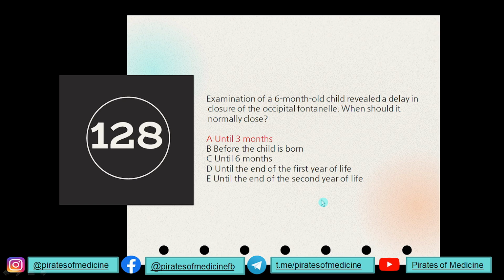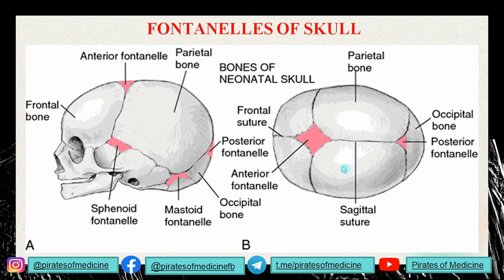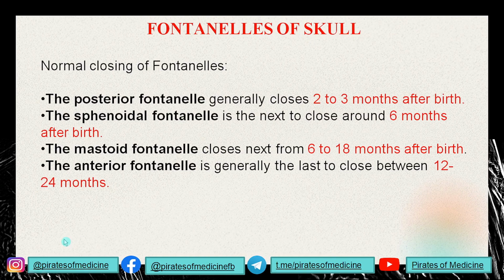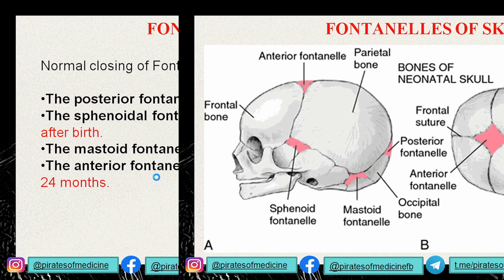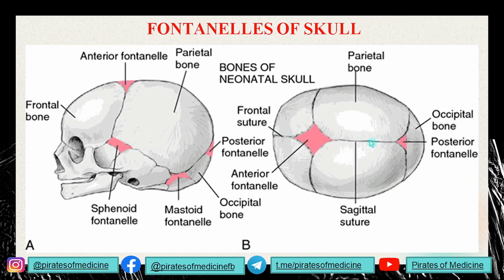So 128: examination of a 6-month-old child revealed a delay in closure of the occipital fontanelle when it should normally be closed. So we have these fontanelles which are present in the newborn. Actually these fontanelles are gaps or openings between the bones of the skull. We have 4 major fontanelles: the posterior, the sphenoid, the mastoid, and the anterior. Let's look at them. The anterior fontanelle is present in the anterior part between the parietal bones and the frontal bone. The posterior fontanelle is present between the parietal bones and the occipital bone.